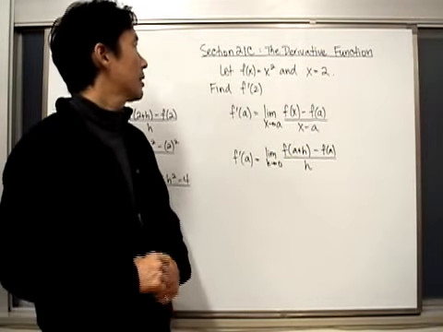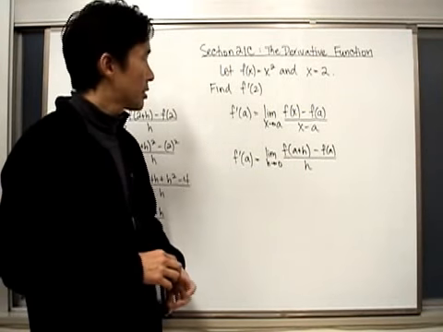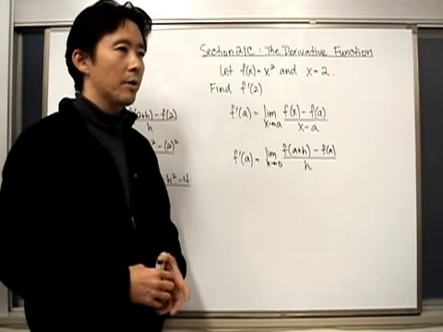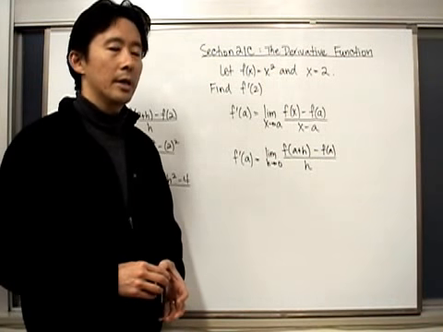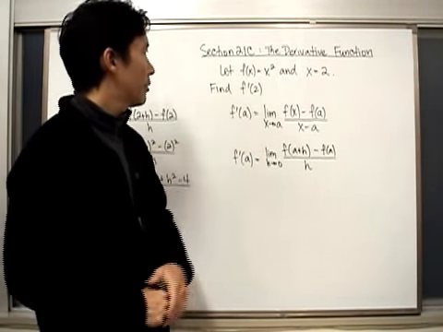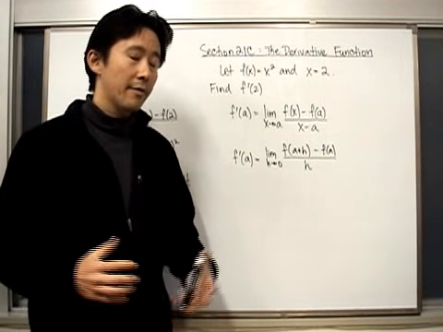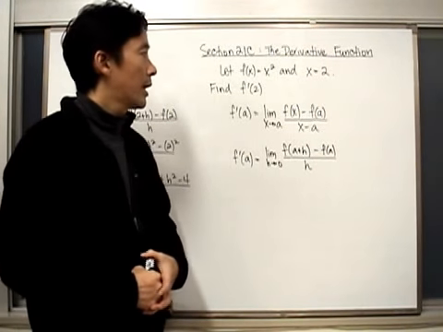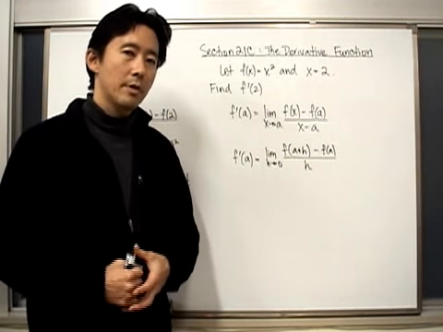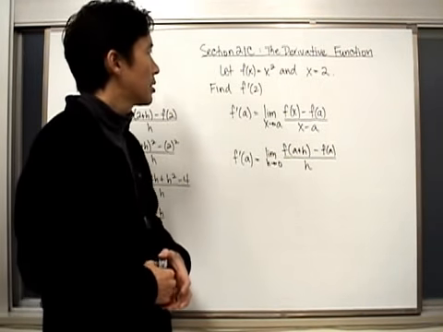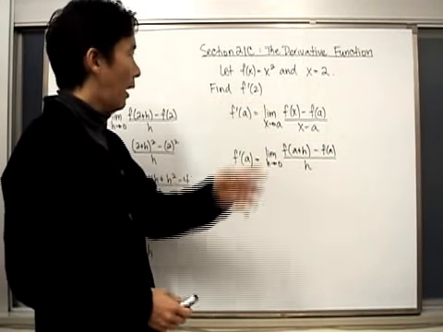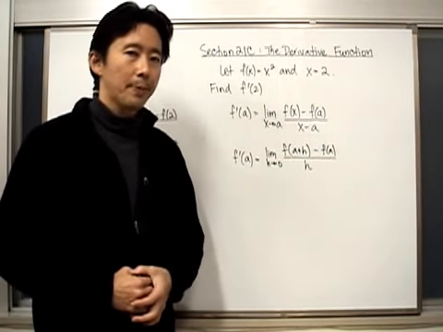Okay everyone, let's go ahead and take a look at section 21C, which is called the derivative function. Now let's make some extra progress from where we were in the last section. Remember that we said that, for example, if we let f of x be equal to x squared and x be equal to 2, how can we find the instantaneous rate of change of the function at the value x is equal to 2? In other words, how do we find f prime of 2?